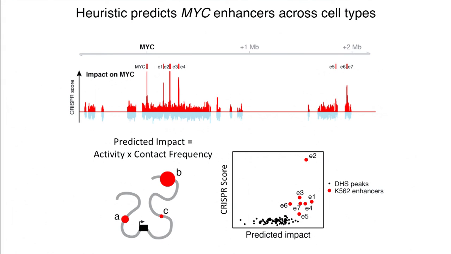And we've applied this metric to other cell types, and it's been able to identify previously identified enhancers in other cell types as predicted to be highly regulating MYC in that context. And so we expect that this model could enable understanding of enhancers in places where these sorts of large-scale experiments are not possible.